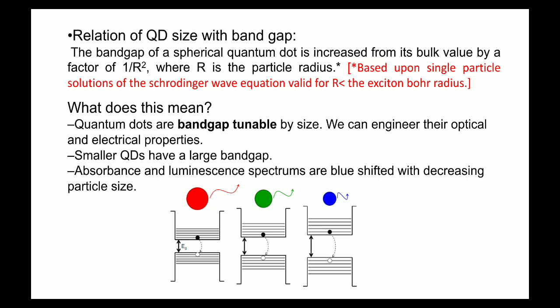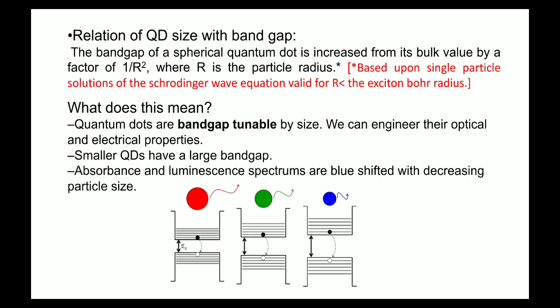So smaller quantum dots have a larger band gap. Of course, because the size is becoming smaller and smaller, the number of atoms present in the material becomes lower and lower, and because of that there is an increase in the quantum confinement effect, and because of that increase, the band gap is increased. The absorption and emission spectra are blue shifted with decreasing particle size.